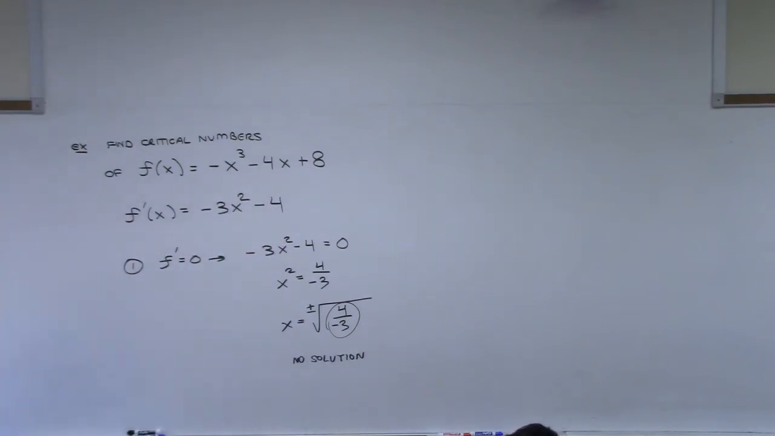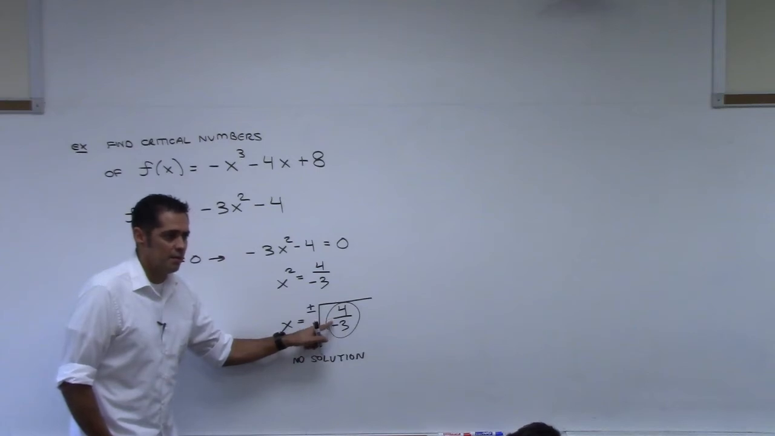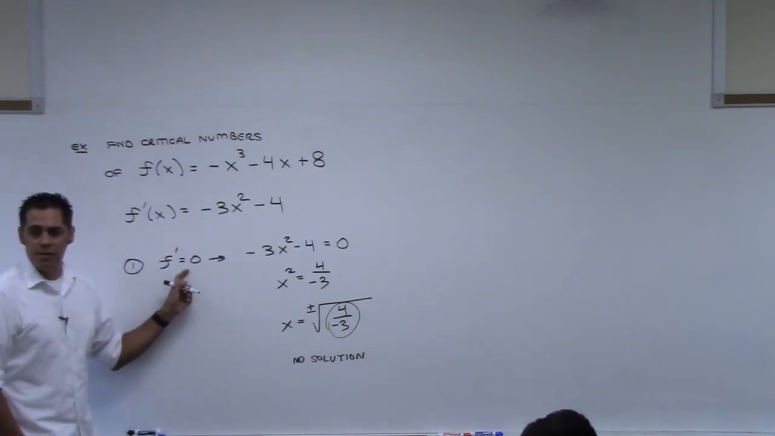All right. No solution here. Y'all clear on why that's no solution? Can't take the root of a negative number. This is a negative number. Okay, so there's no value of x that's going to make the derivative 0.